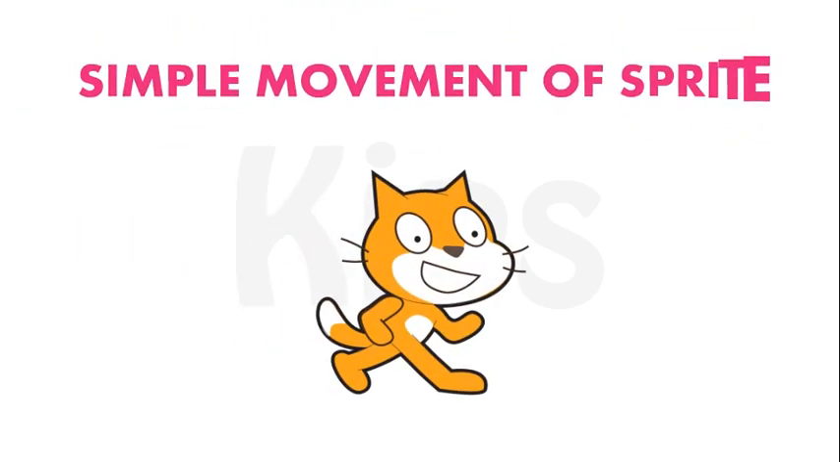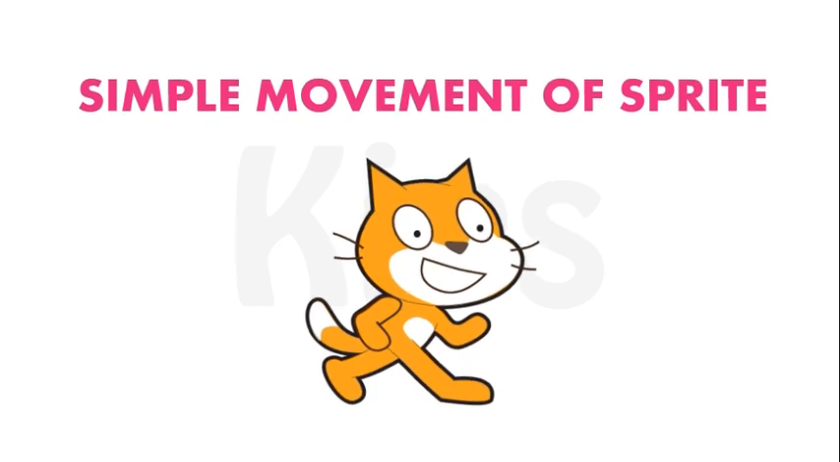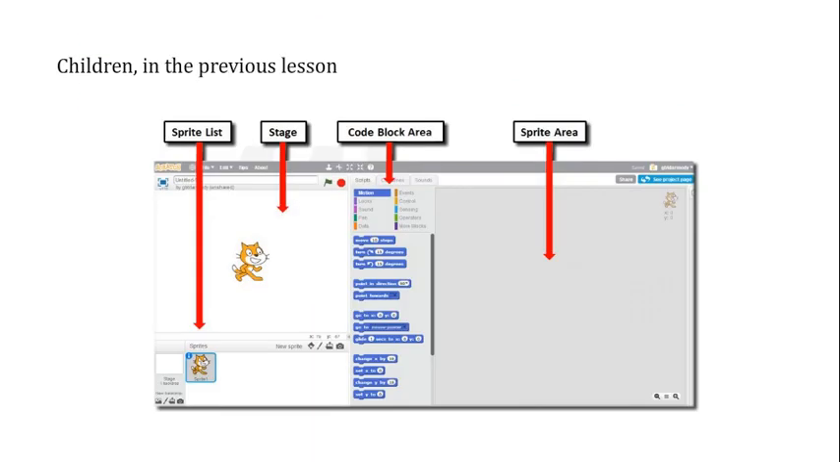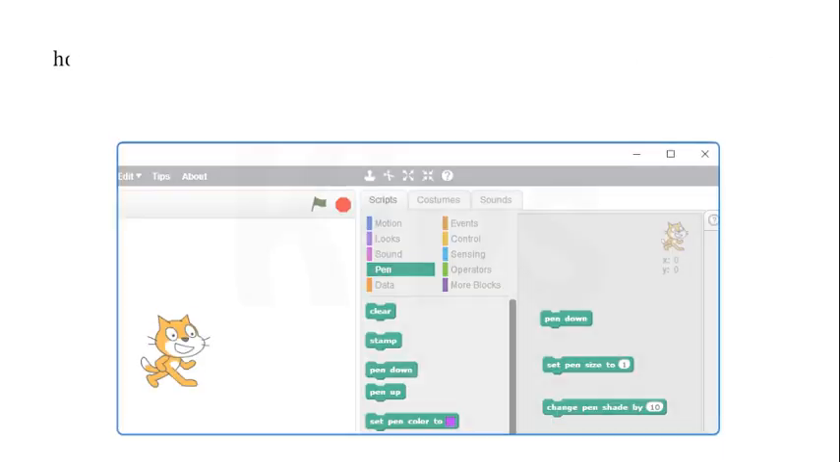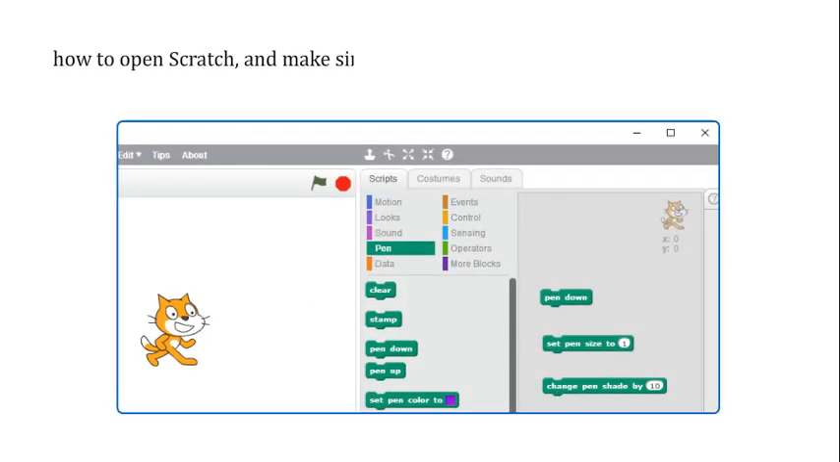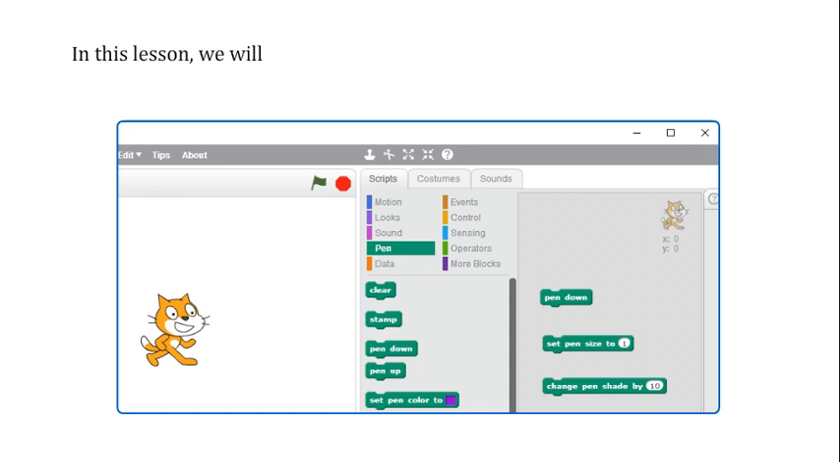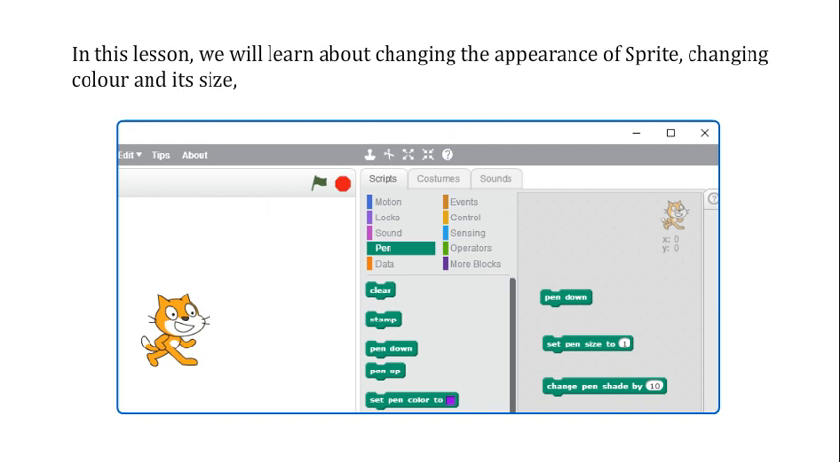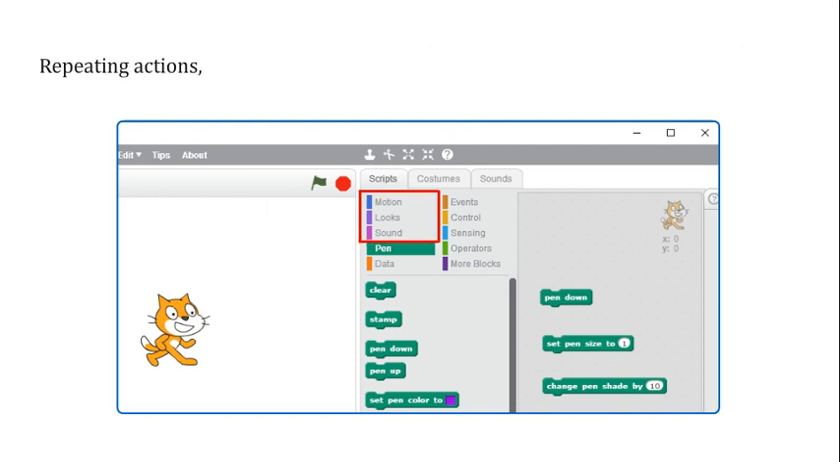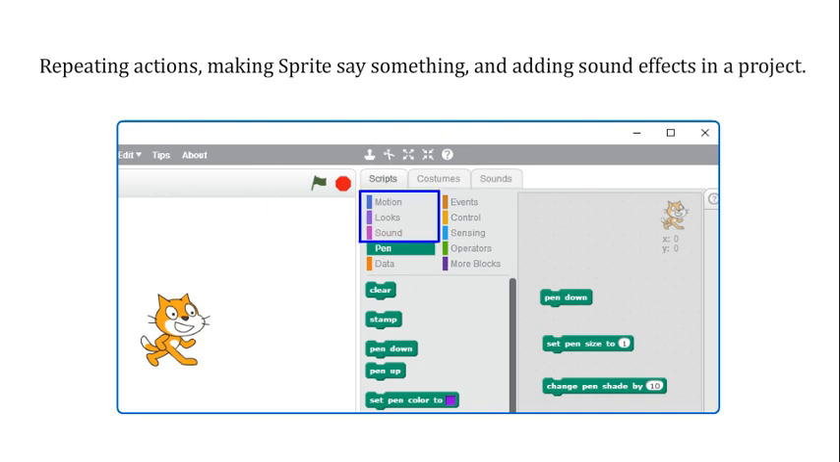Today we will learn some more interesting applications of Sprite. Children, in the previous lesson, you have learned about the components of Scratch, how to open Scratch and make simple projects using blocks from Motions and Pen block menu. In this lesson, we will learn about changing the appearance of Sprite, changing color and its size, repeating actions, making Sprite say something, and adding sound effects in a project.